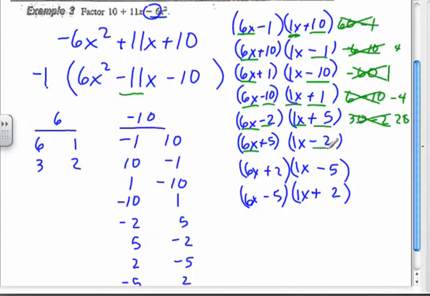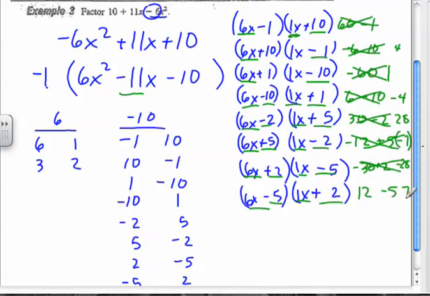Okay, the outsides give us -12, the insides give us 5, and that's going to give me -7, right? And that's not right. Outsides give us -30, insides give us 2, and that's going to give us -28. That's not right. Outsides give us 12, insides give us -5, and that's 7. That's not right. Okay, and I'll do the rest in just a second.